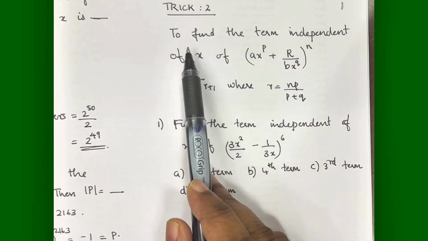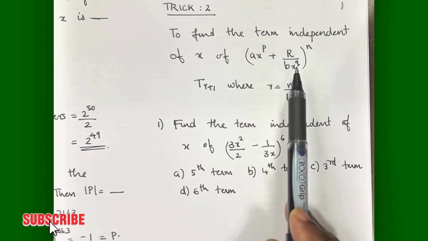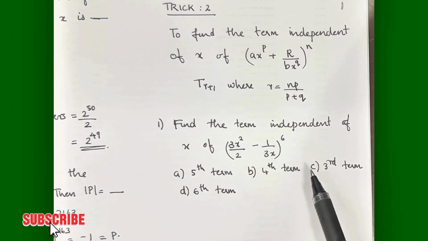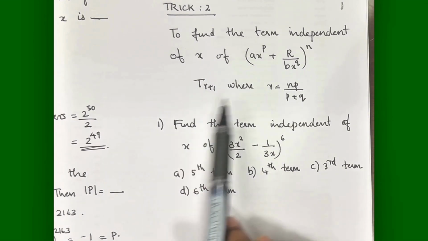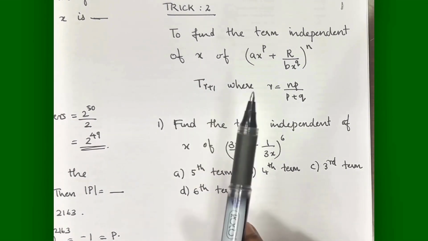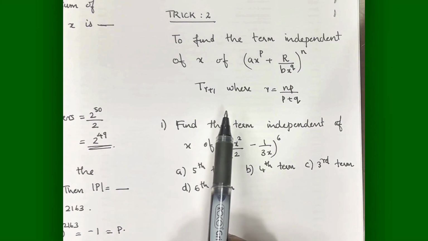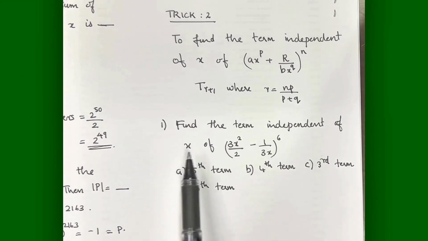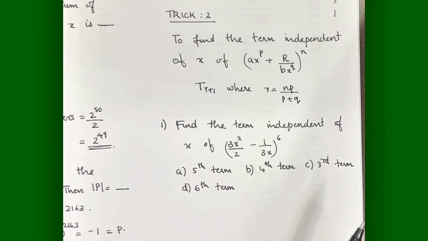Trick number 2. To find the term independent of x of this form, (a x to the power of p plus r by b x to the power of q) whole to the power of n, where r represents a constant or anything, to find the term independent of x, calculate T(r+1), the (r+1)th term, where r denotes np divided by p plus q, where p and q are the powers of x. For example, find the term independent of x of (3x squared by 2 minus 1 by 3x) whole to the power of 6. These are the options given.